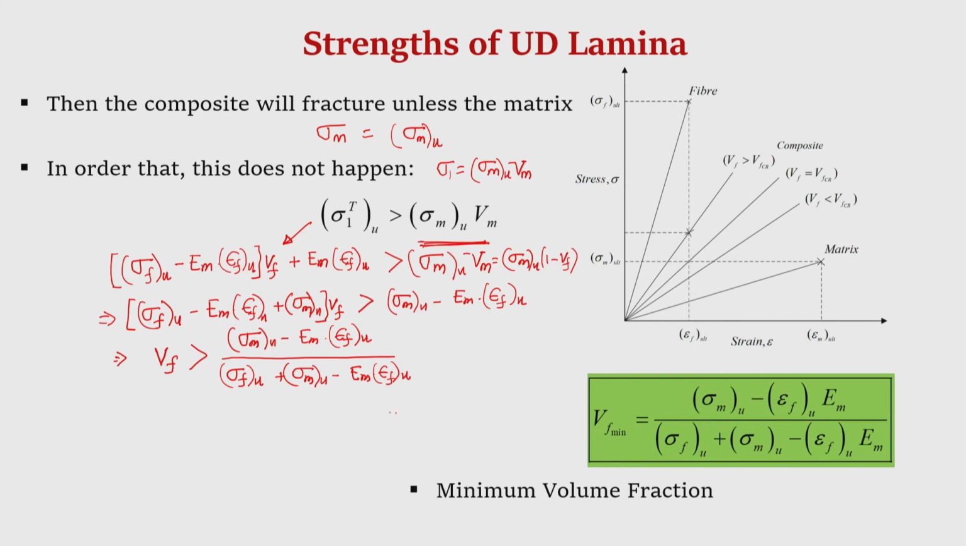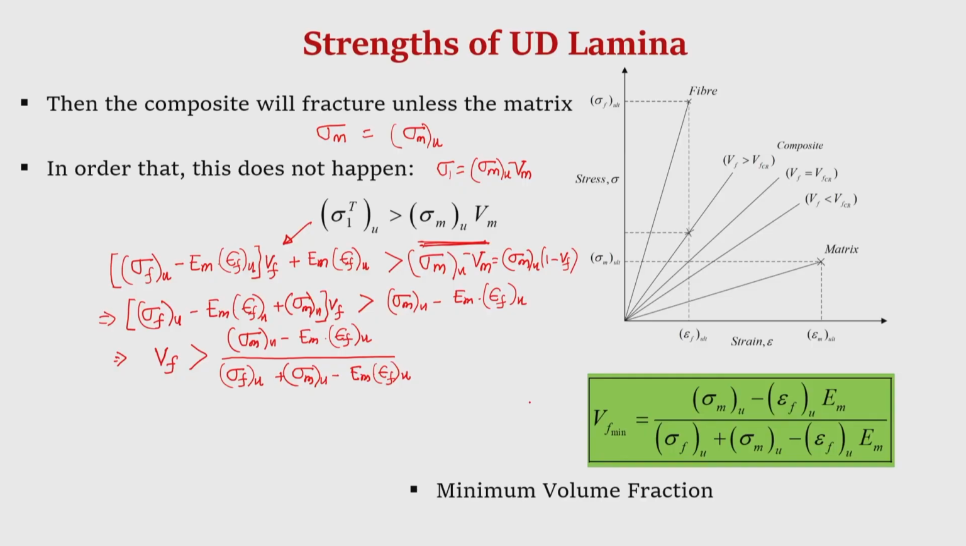So, V f should be more than V critical to ensure that the longitudinal tensile strength of the lamina is more than that of the matrix. V f should be more than V minimum to ensure that the volume fraction is not such that the matrix alone can take the load in the event of the failure of the fiber. Okay. So, it is clear here again in the stress strain curve.